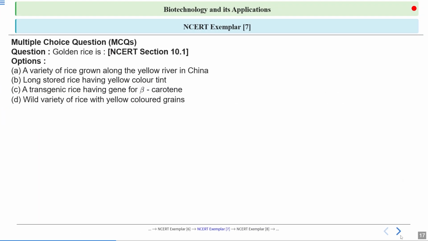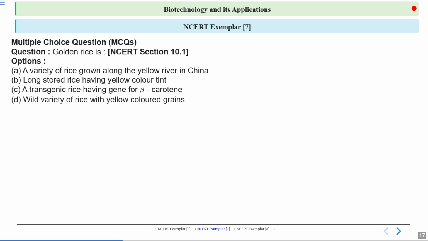Now, next question. What is the next question? The next question is also a multiple choice question. This is NCERT Exemplar 7. This question says golden rice is. Now it is asking what golden rice is, and this is from NCERT section 10.1. So let's see the options.